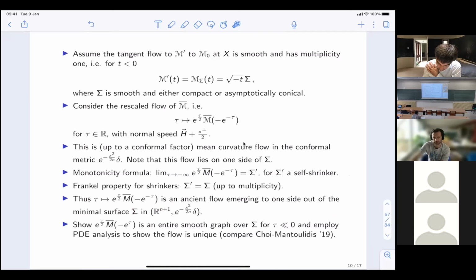This goes back to the work of Choi and Mantoulidis, where they did it for minimal surfaces, to prove that for large negative times, this flow is smooth and it's unique. Because we can pin down the first order analysis, and that's enough to prove that this flow is unique for large negative times. Are there any questions?